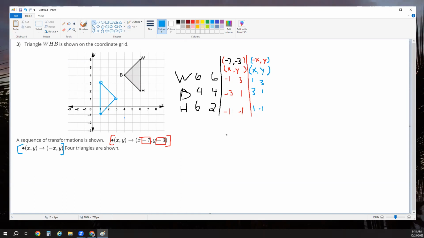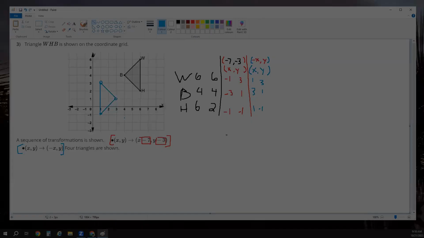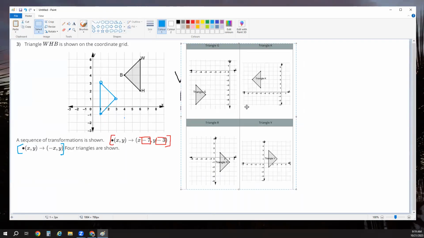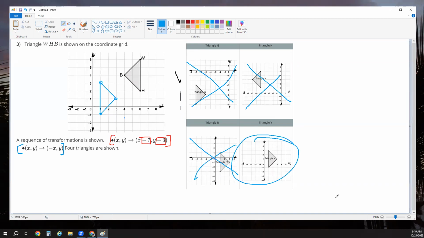Okay, so let's see which one that looks like the answer. Well, it's not this, it's not this. It's kind of close to this one and this one, but this one's got the coordinates all off, so it is triangle Y. There you go. Moving on to the next one.